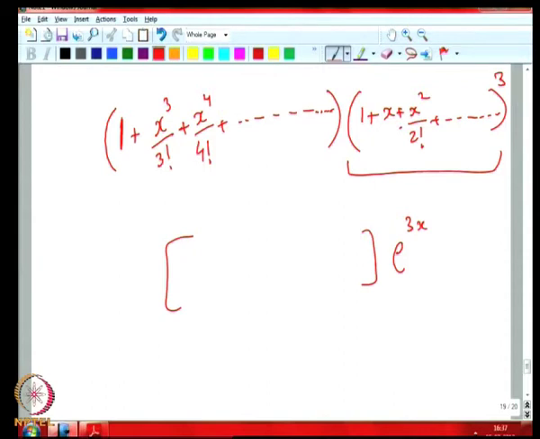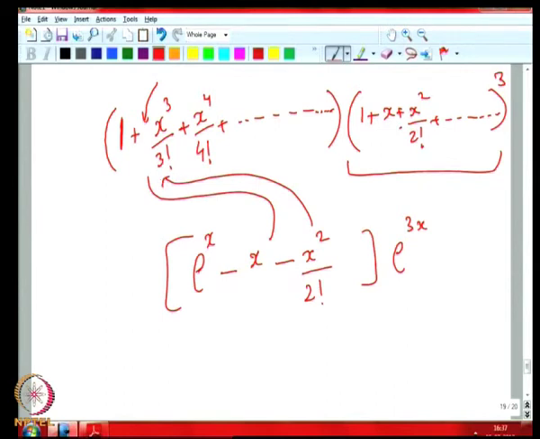This is e raised to x minus the first terms, that is x minus x square by 2 factorial. That is what we removed from here. Here these 2 terms were missing, this term and this term, right. So, therefore, we minus it. So, now we multiply, we get e raised to 4x minus x into e raised to 3x minus x square by 2 into e raised to 3x.